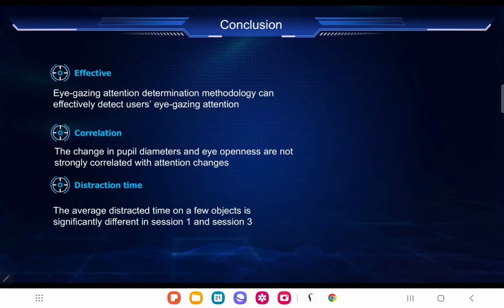In conclusion, we found that the eye-gazing attention determination methodology can effectively detect users' eye-gazing attention. The distraction effect is significant, but it's against our motivation and our hypothesis.